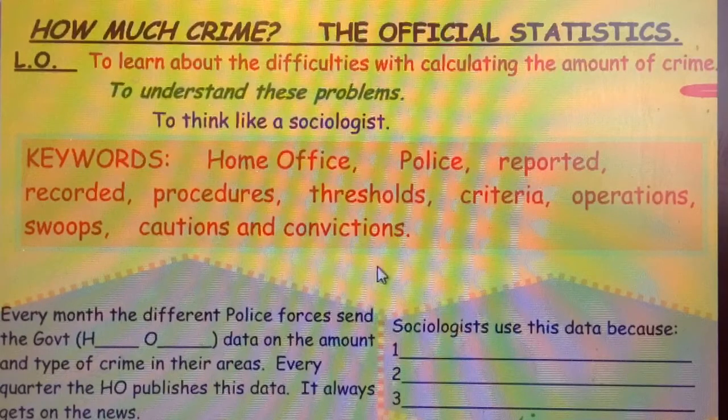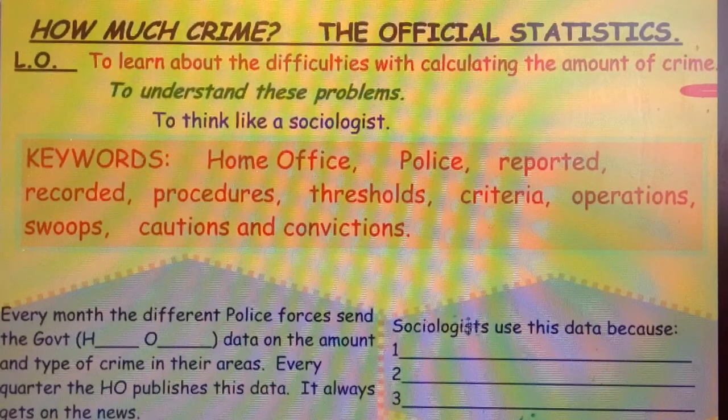Right. Just a quick bit of data here. Every month, the different police forces send the government, the Home Office, data on the amount and type of crime in their areas. Every quarter, every 3 months, the Home Office publishes this data. It always gets on the news. That's how it works. The police forces, the Met in London, Kent, send data saying in the last 3 months we had this much crime, these sorts of crime in our area. The Home Office puts it together and puts it in the newspapers.